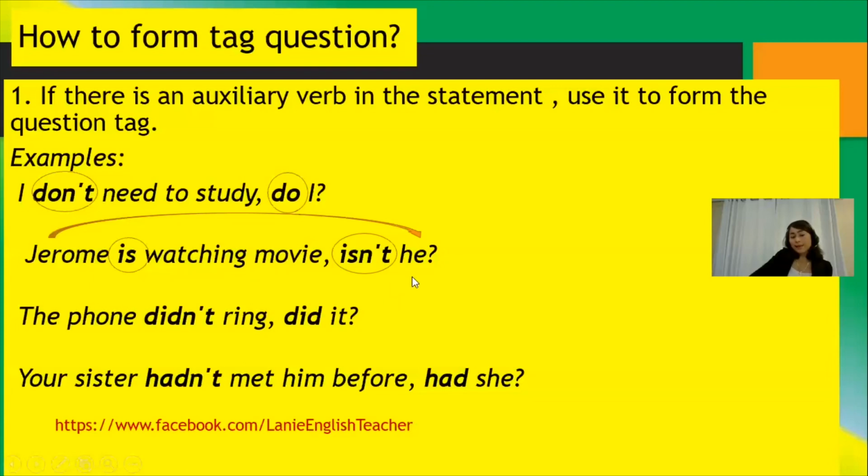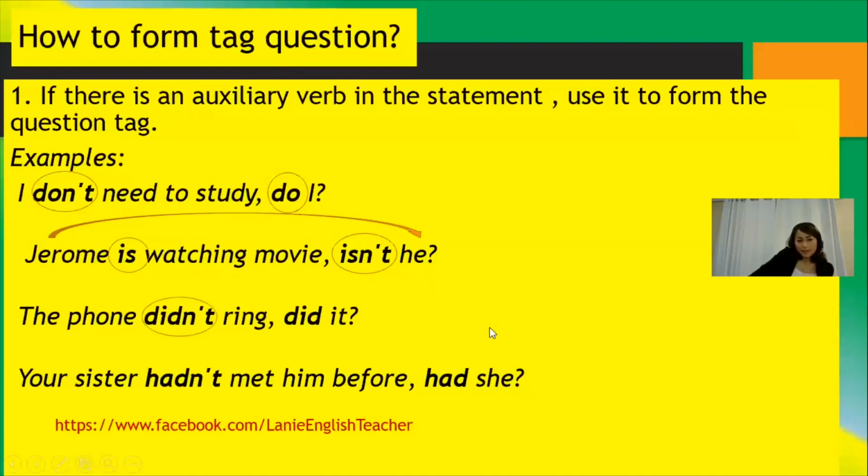So it goes like this: isn't he? Now, as you have noticed, we use he in the tag question. He here, pronoun he, refers to the subject Jerome. Okay, remember, what is the gender of the subject Jerome here? Jerome is male, so that's why we use pronoun he.